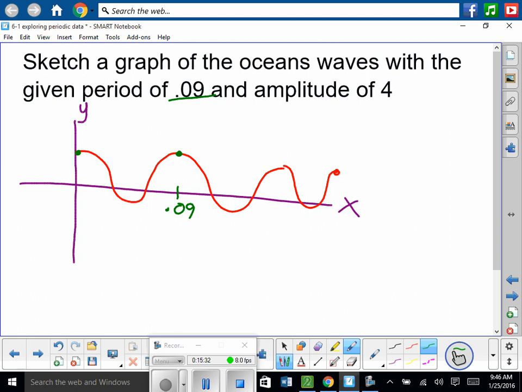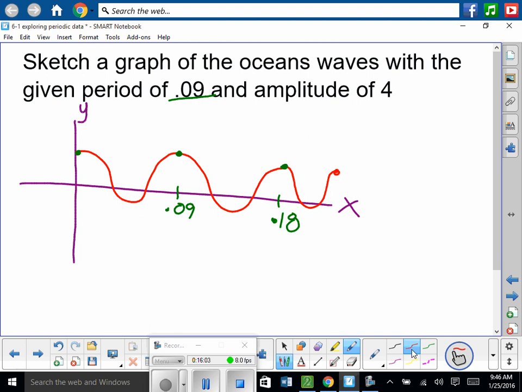Now go ahead and say, okay, well, we're going to have another cycle. I want you to at least draw in 2 cycles. So now another cycle would be from here back up to here, right? So where would that be? 0.09 plus 0.09, right? Yes, so this would be at 0.18. Now not only that, we've got to label the amplitude of 4. So you can either make it even, but we know it's not always going to start even, so however you want.